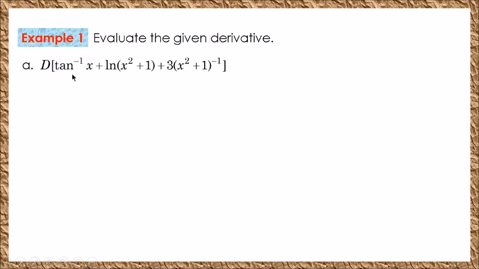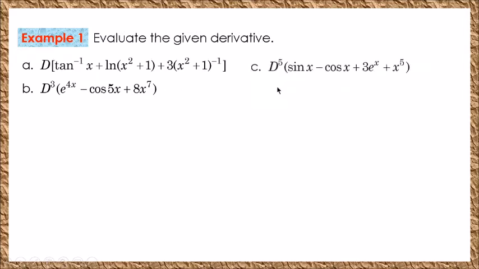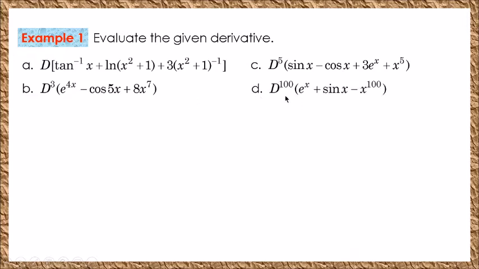Letter A. D applied to inverse tangent of x plus ln of x squared plus 1 plus 3 multiplied to x squared plus 1 quantity to the negative 1. Letter B. D cubed applied to e to the fourth x minus 5 cosine 5x plus 8x to the 7. Letter C. D to the fifth applied to sine x minus cosine x plus 3 e to the x plus x to the fifth. And letter D. D to the 100 applied to e to the x plus sine x minus x to the 100.